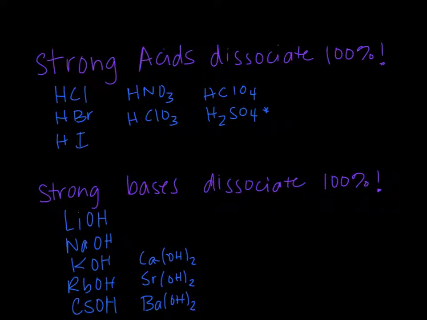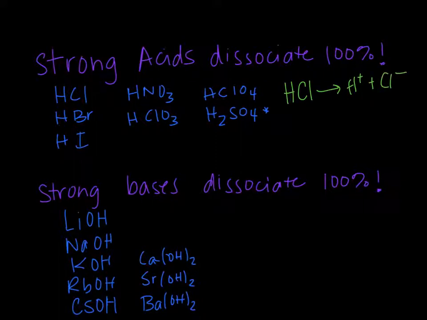Now, strong acids dissociate 100%. So these are the strong acids you need to know: hydrochloric, hydrobromic, hydroiodic acids, nitric acid, chloric acid, perchloric acid, and sulfuric acid. So these acids dissociate 100%, and what that means is that if I have hydrochloric, it completely dissociates into hydrogen ions and chloride ions.